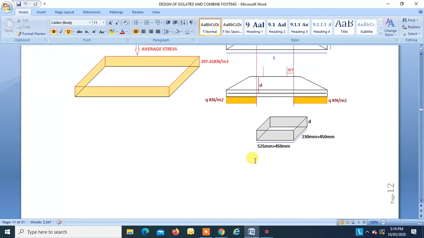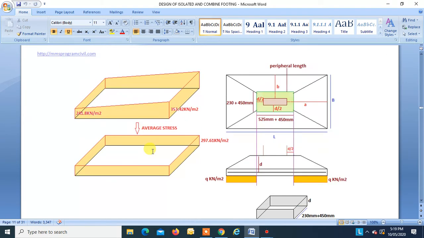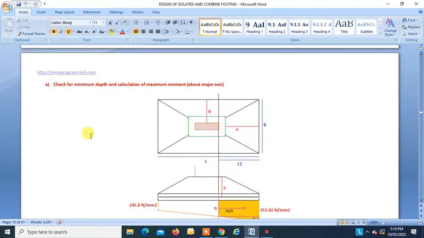The shear stress which this section can carry. But the actual shear stress is 0.874345, which is less than allowable. So it is safe. So now we found that our footing section is safe in both one way and two way shear. Now we will have to find the moment, and for the moment we will have to find the steel that is to be provided.